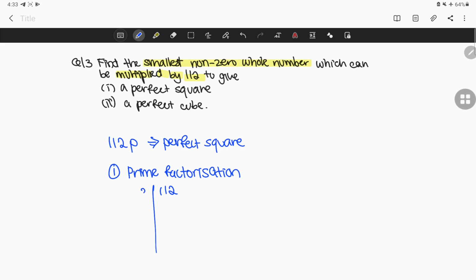So all you need to do is 112 divided by 2. What would that give you? That would be equal to 56. And 56, if you divide by 2 once more, you will get 28. Which can also be divided by 2 to give you 14. And you can divide it by 2 once more to get 7. And 7 can be divided by 7 to give you 1. So 112 is equal to 2 to the power of 4 multiplied by 7.